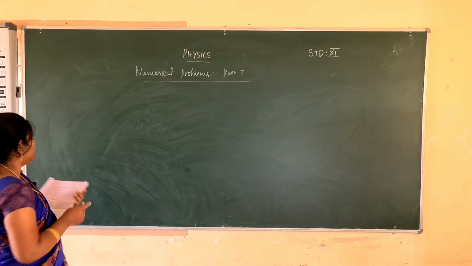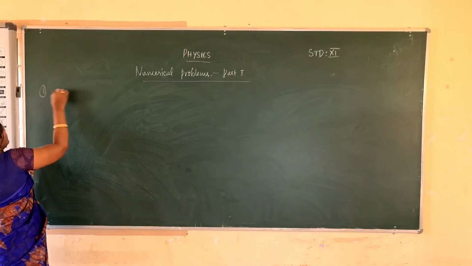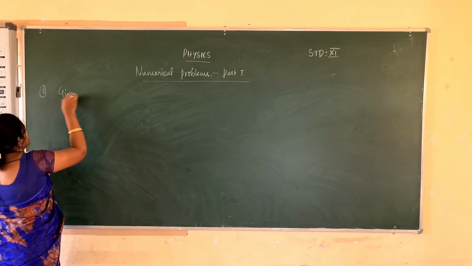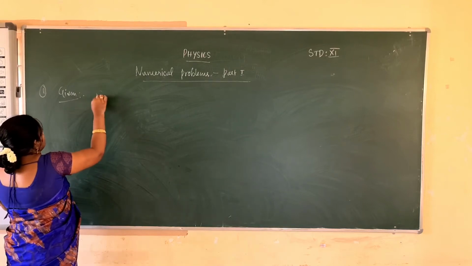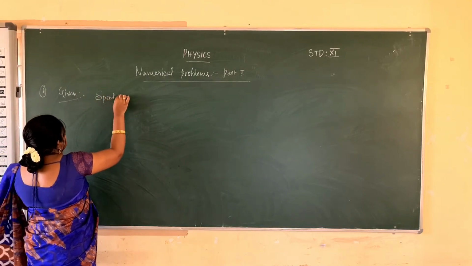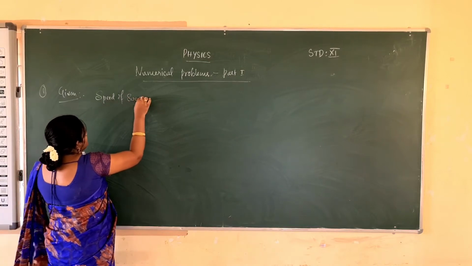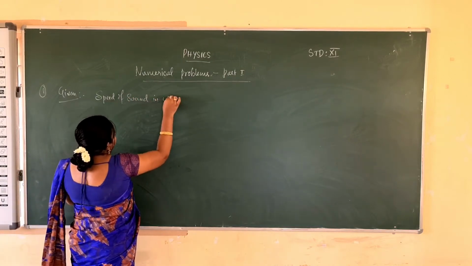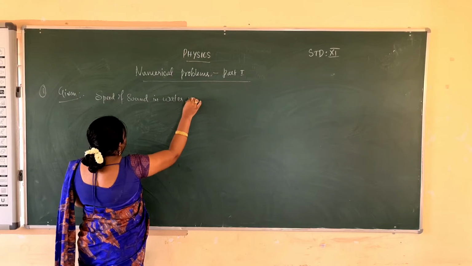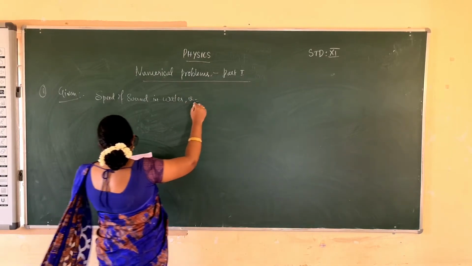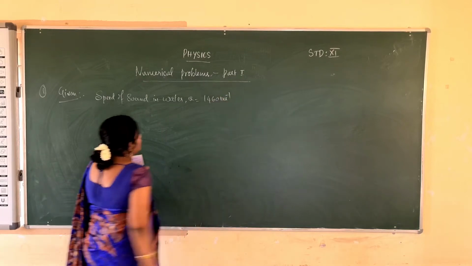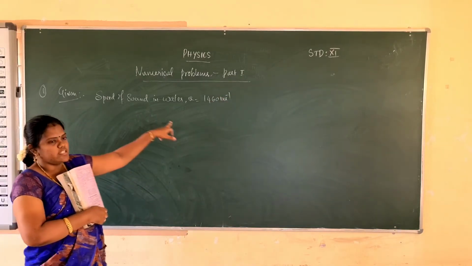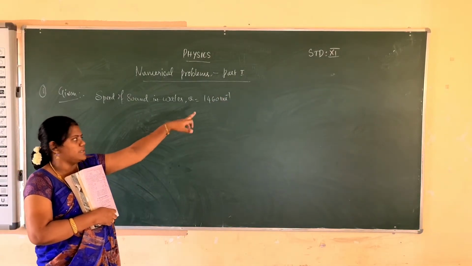So what are the given values, ma? In the first problem, the given data is the speed of sound in water, v is equal to 1460 meter per second. Okay, speed of sound in water v is equal to 1460 meter per second.